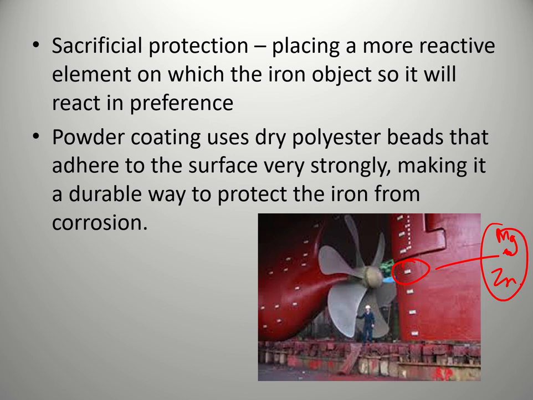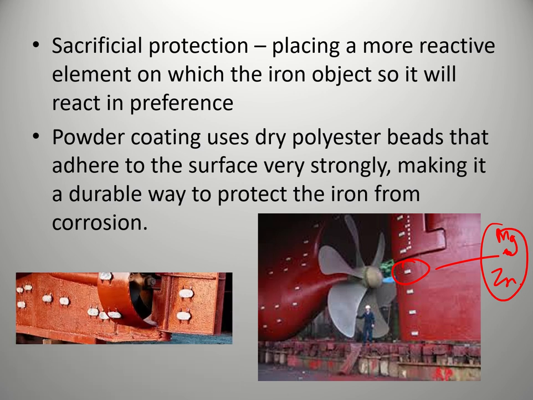Divers will go down when that ship is in port, or even out in the ocean. They'll go down, they'll check, they'll keep an eye on those blocks. If they start getting too small, the ship will be brought back into harbour. The old pieces of metal will be removed, and they'll put new pieces of magnesium or zinc. So you'll see that ship is both painted and it has those sacrificial blocks of magnesium or zinc on it, because if your ship starts to rust and it's a multi-million-pound ship, it's really going to be a big hassle. So they take extra steps to ensure things like that don't rust. They're a little bit more important than your garden gate. There's some more, just another photograph of some sacrificial protection.